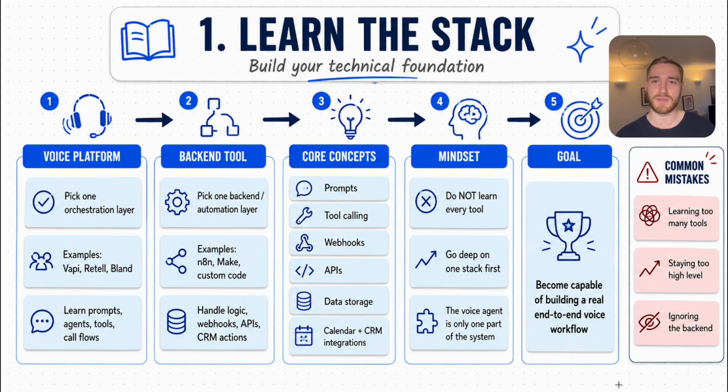So again, in terms of overarching mindset points here, don't try and learn every tool. Pick one orchestration layer, pick one backend tool, and just stick to them and learn them. The goal here is just to become capable enough so that you can actually build these systems well enough so that people will be willing to pay money for it. The key mistakes to avoid here are trying to learn too many tools, like I've said before, but also not going deep enough.